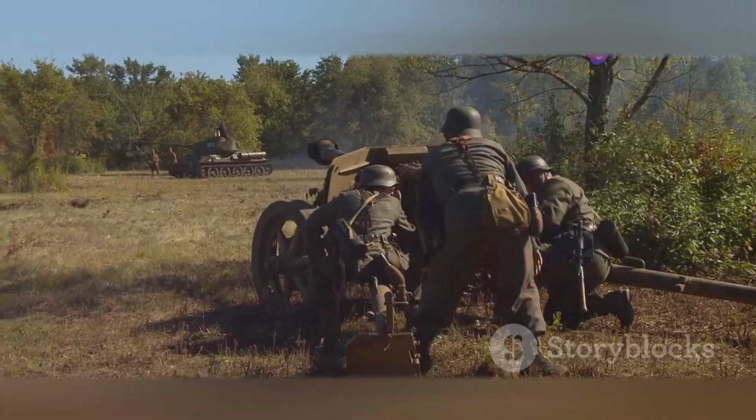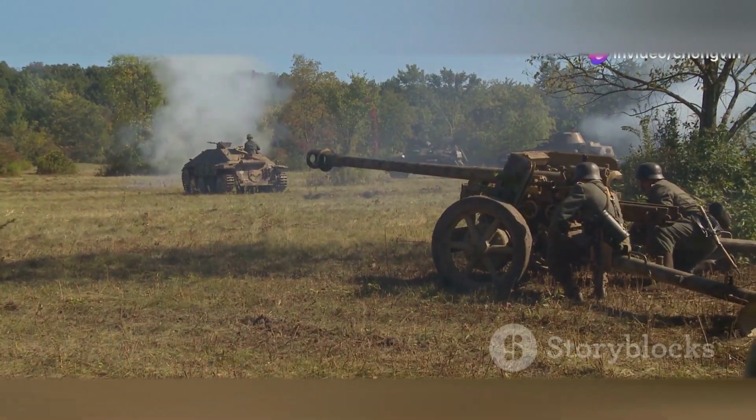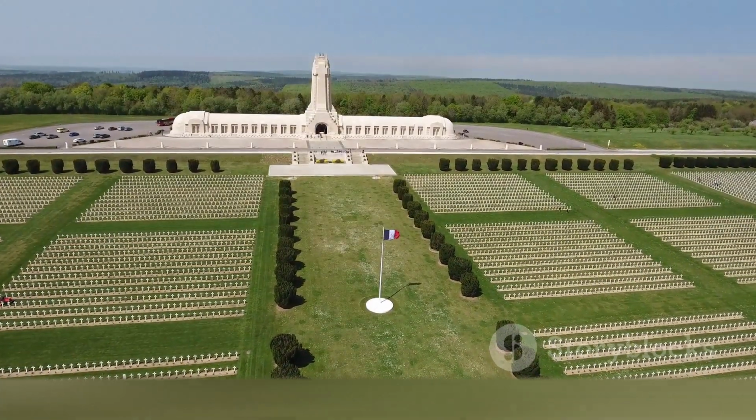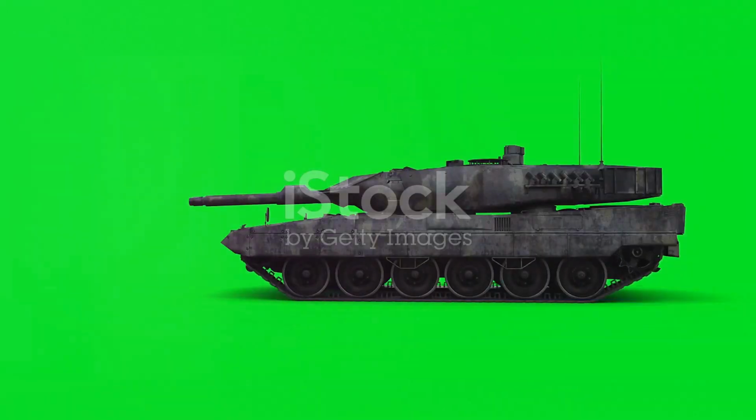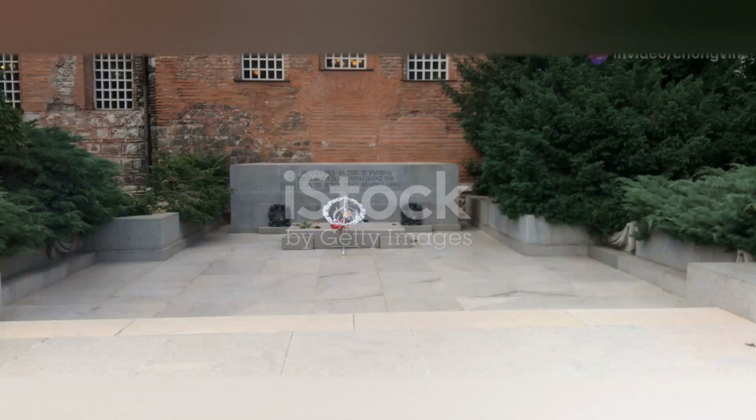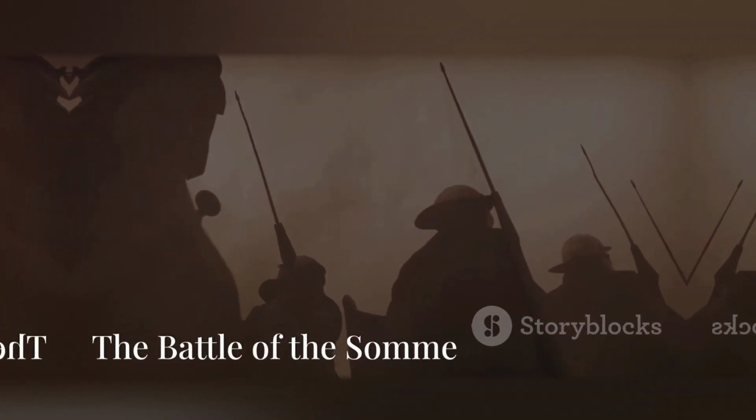The conditions at Verdun were horrific, with constant artillery bombardments, machine gun fire and gas attacks. Both sides suffered immense losses, with hundreds of thousands of casualties. The Battle of Verdun had a profound impact on the war, draining the resources and morale of both the German and French armies. Verdun became a symbol of national resistance and sacrifice.